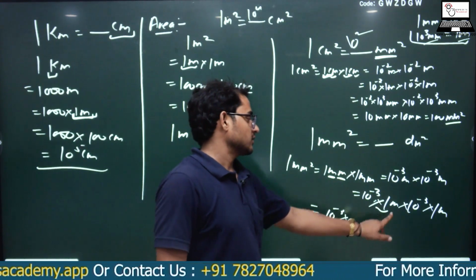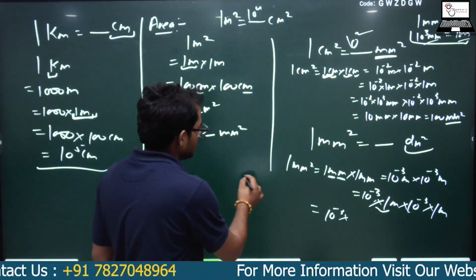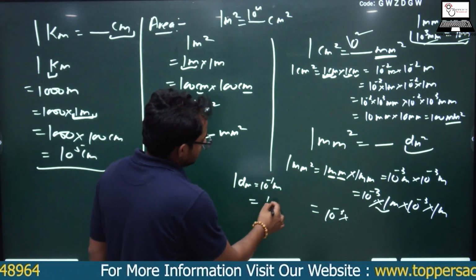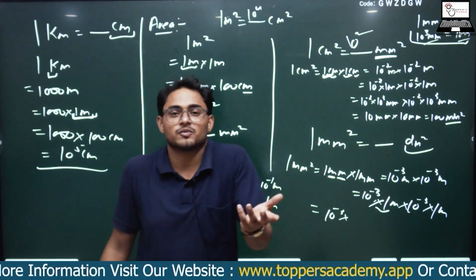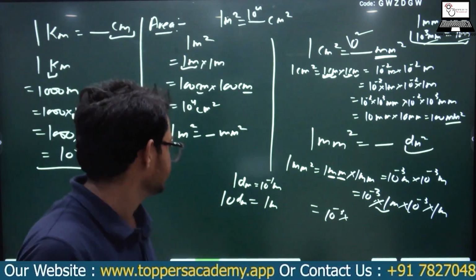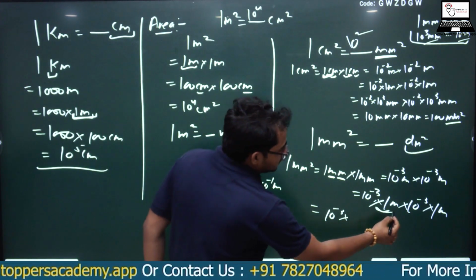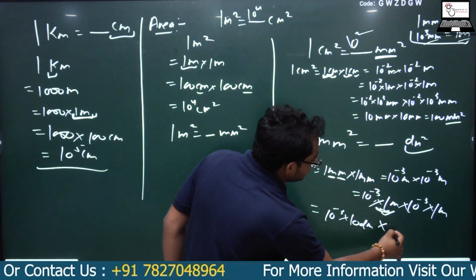In place of 1 meter, I will have to provide the answer in terms of decimeter. So listen, 1 decimeter is equal to 10 to power minus 1 meter. So obviously 1 meter will be equal to 10 to power plus 1, that means 10 decimeter. So in place of 1 meter, I am going to write 10 decimeter, because I have to provide the answer in terms of decimeter.